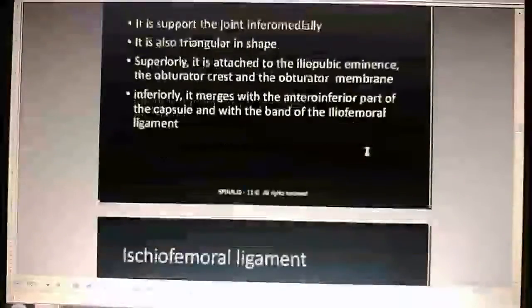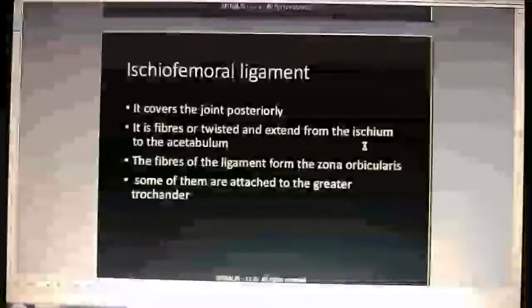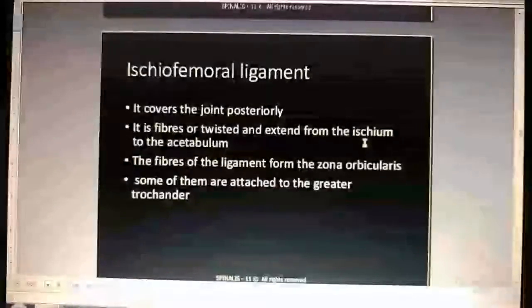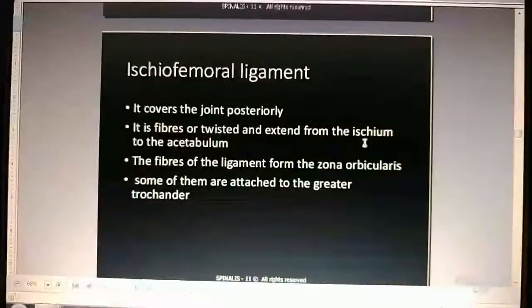And next is the ischiofemoral ligament. This one covers the joint posteriorly. Its fibers are twisted and extend from the ischium to the acetabulum. The fibers of the ligament form the zona orbicularis, and some of them are attached to the greater trochanter.